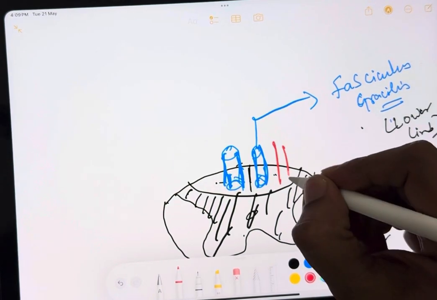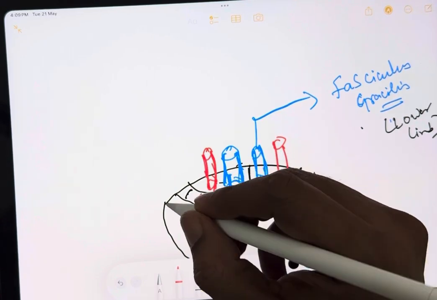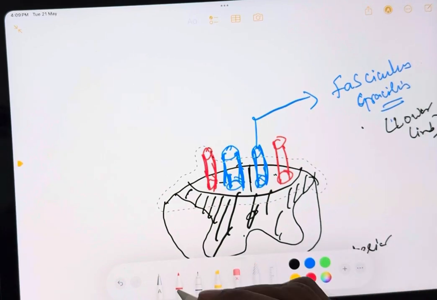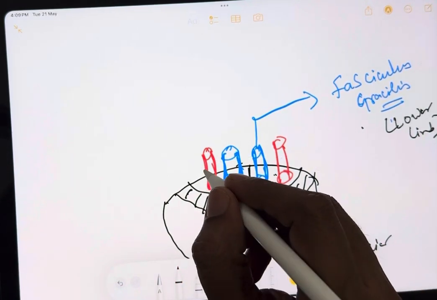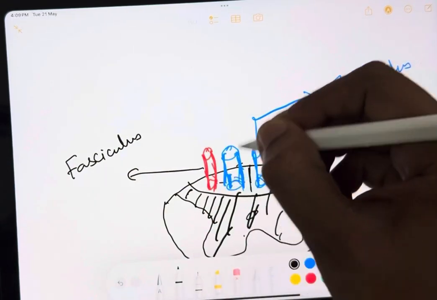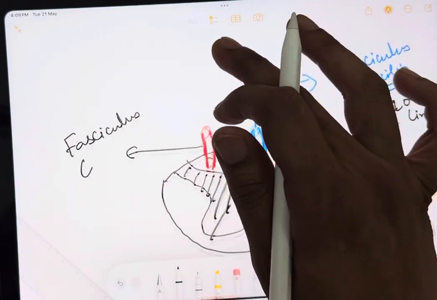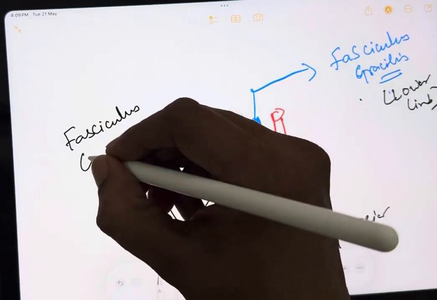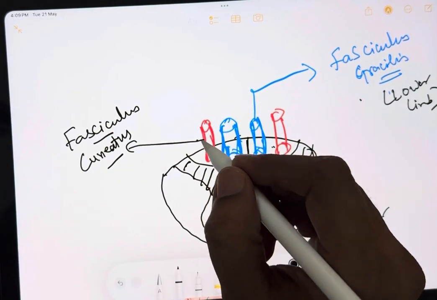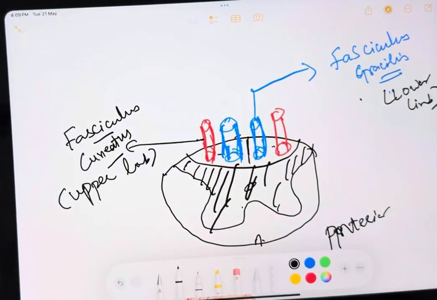Now, with red color I am drawing one more group of nerve fibers, the tracts carrying the sensations from the upper limb or the upper part of the body. A fasciculus is nothing but a bundle of nerve fibers. This is called the fasciculus cuneatus. It carries the sensation mainly from the upper limb, the upper part of our body.